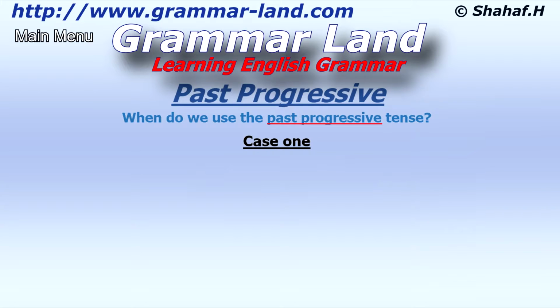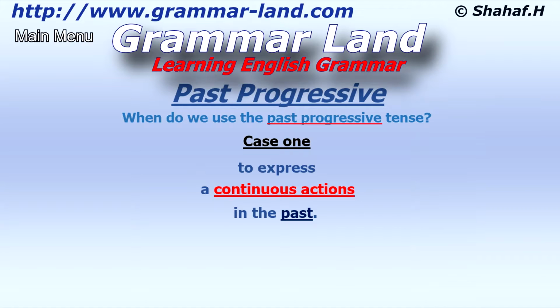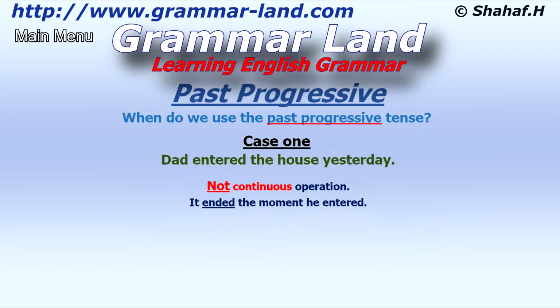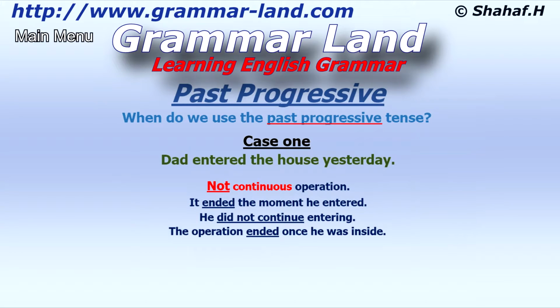One case is when we want to express a continuous action that occurred in the past. In order to illustrate what is a continuous action, I'll give you an example of an action that is not continuous. Dad entered the house yesterday. The entrance operation is not a continuous operation. It ended the moment he entered. He didn't keep entering. He just came in, and his entry operation ended once he was inside. That is not a continuous action.